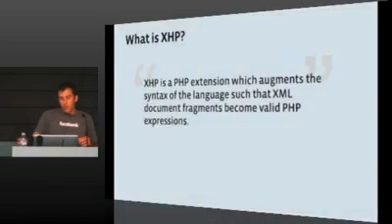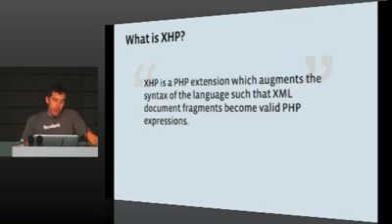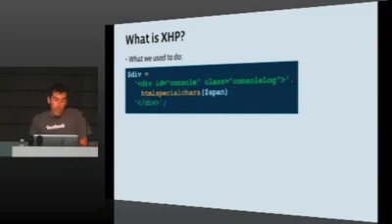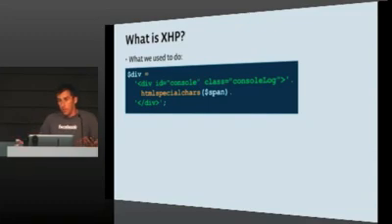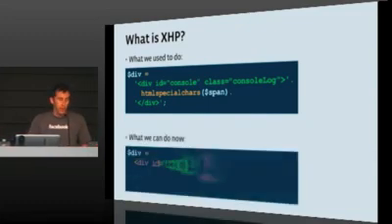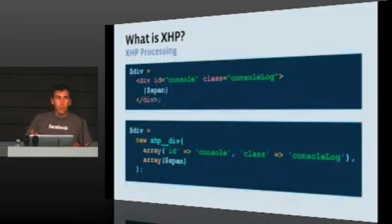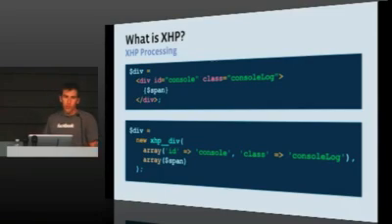XHP is a PHP extension which augments the syntax of the language such that XML document fragments become valid PHP expressions. What that means is that where we used to do a lot of string concatenation and sanitize our inputs and echo that to the page, now we can straight up put XML document fragments into PHP with unsanitized input and safely render it to the page. XHP will process it so that your XML string is essentially converted to a PHP object, which has an array of attributes and then an array of children.